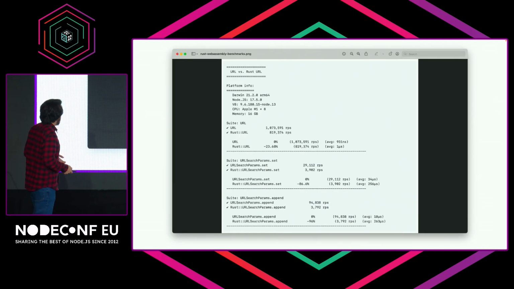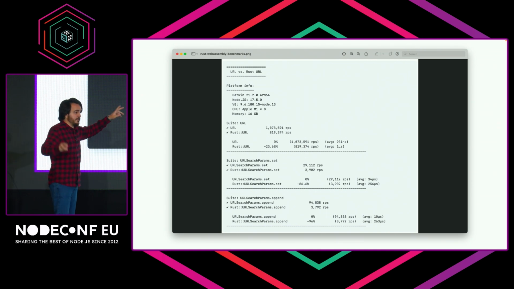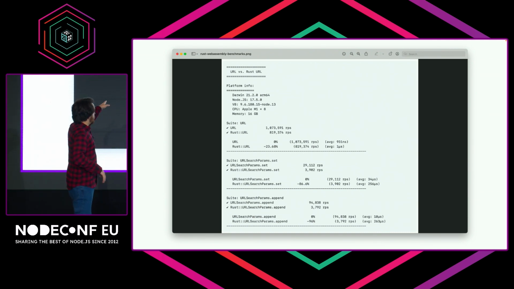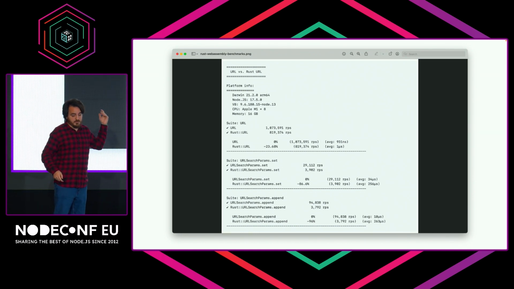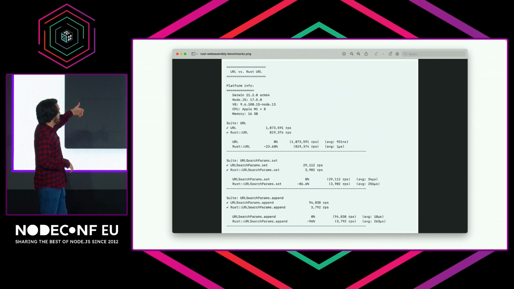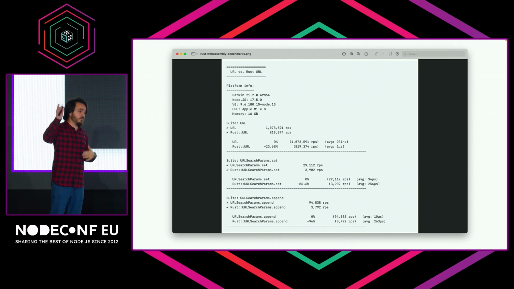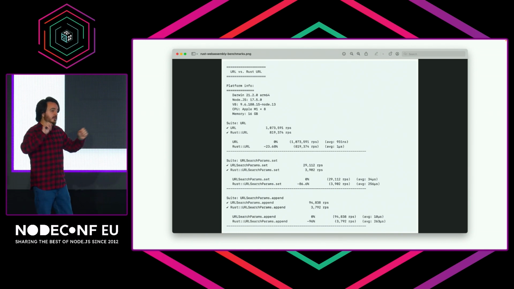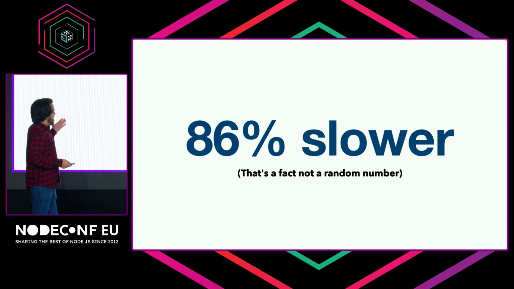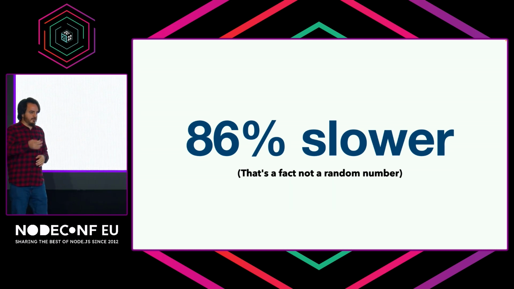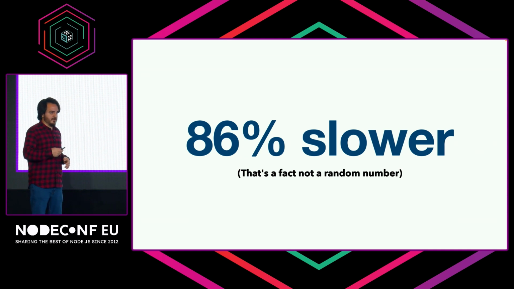This is one of the screenshots. This is a really early implementation of using URL search params only in Rust, and then I was comparing it to the native implementation. For setting a URL search params, it was 86% slower. For appending, it was 96% slower. For actually initializing a URL, it was 24% slower, and this didn't include the full specification implementation. This was just initially grabbing some certain things. So it's 86% slower. When I say 86%, that's not a random number. That's a fact, which is so sad that I need to put it in this really big font.